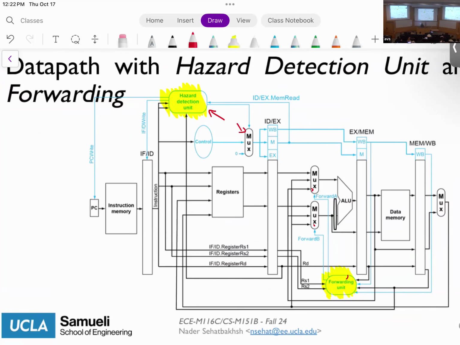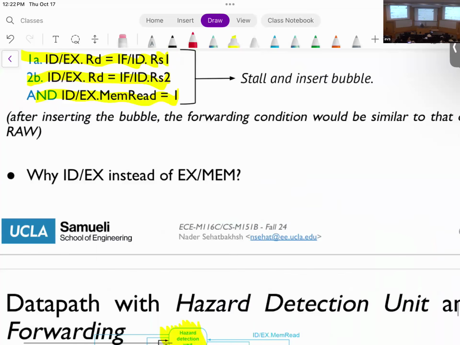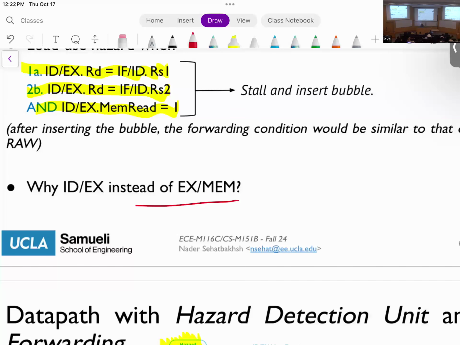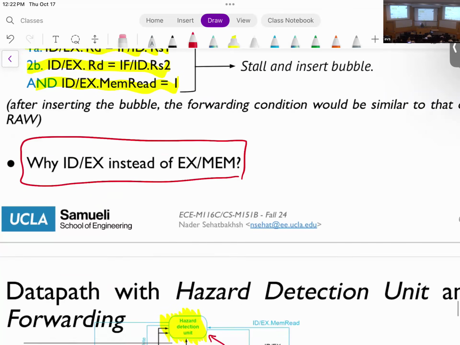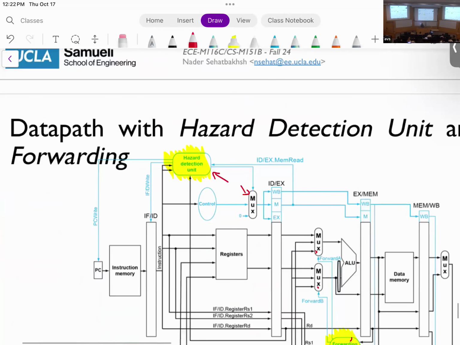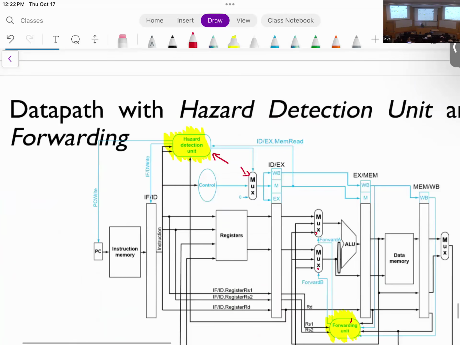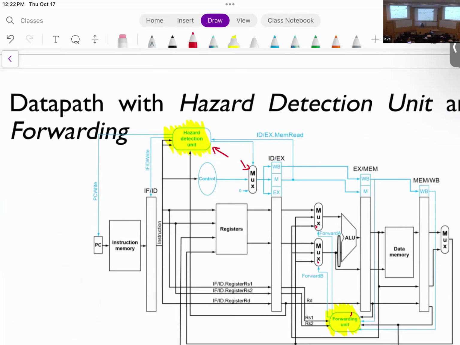Okay? There's also another interesting thing that I'm not going to answer here, but I want you to think about it: why are we checking the MemRead in the instruction decode execution stage? So think about this. I'm going to answer it next time, or we can answer it on Campuswire. Actually, when I'm describing the hazard detection unit, you will see why we're doing this.